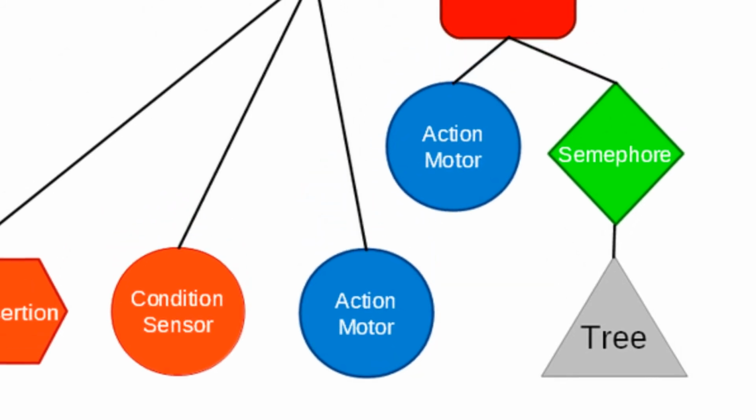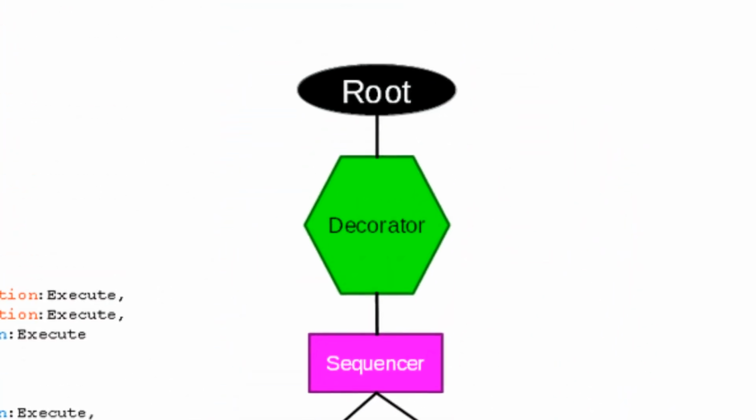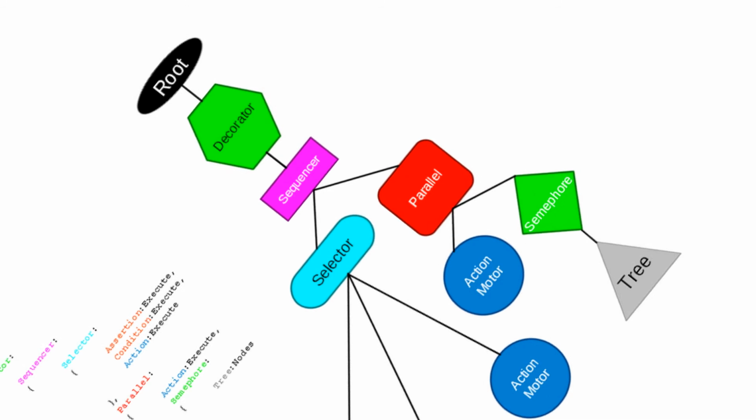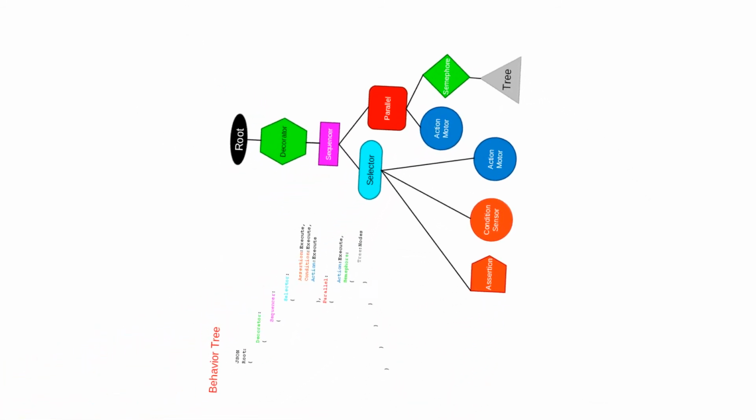There's a special type of node called a decorator node. A decorator node is a node that's going to add some sort of functionality to a child node without knowing how that child node works or what it does. It basically responds to the result of success and failure just like all the other nodes do.